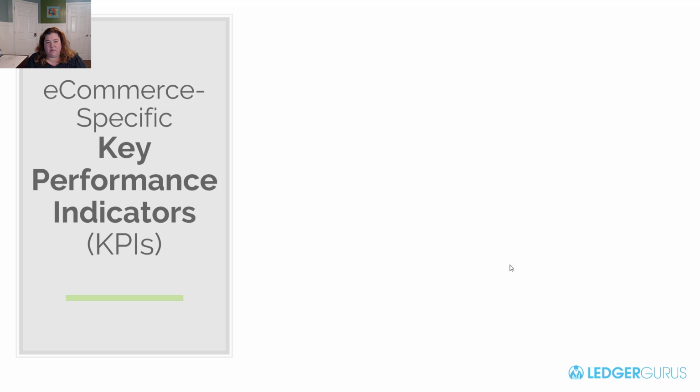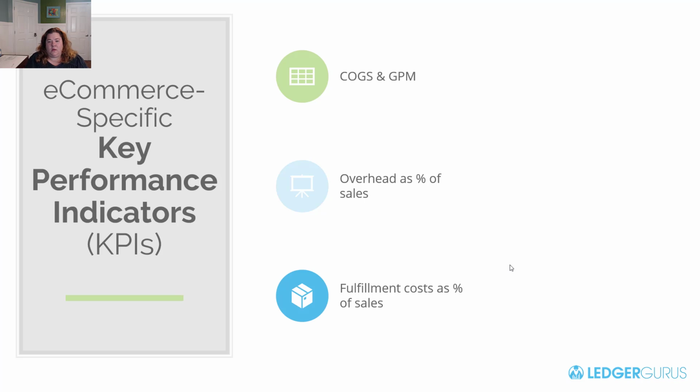Last of all, I just want to talk about a couple of e-commerce specific KPIs that I think are valuable things to look at. Always COGS and gross profit margin. As far as the product that you're selling, you need to have a good margin on that. You need to be maintaining a good margin on that. You need to be protecting your margins on that and watching it closely. Overhead as a percentage of sales, to make sure that you're managing the overhead well, and as your sales grow, that you're achieving economies of scale that allow you to be more profitable.